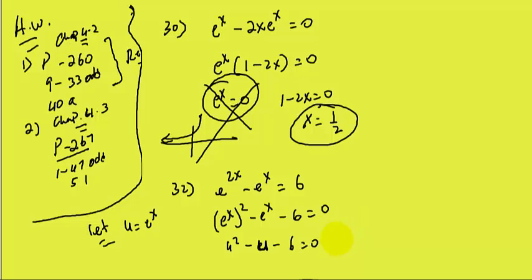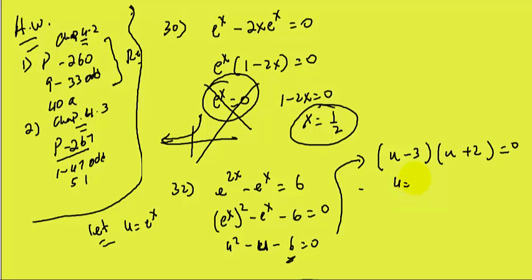And this is quadratic, and therefore you can factor that. This now turns into u, and then factors of negative 6. So negative 3 and positive 2 will work. Okay, that means u is equal to 3 and u is equal to negative 2. But we're not solving for u, you're solving for x, so we're going to substitute that back in. e to the x is equal to 3, and e to the x is equal to negative 2.